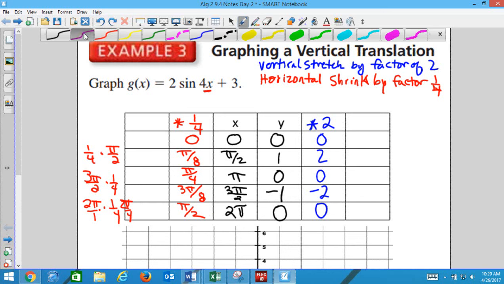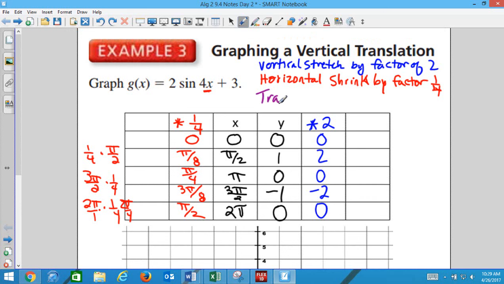And then we have this plus 3, and that's what's new from last time. So the plus 3 is not in parentheses. Because it's not in parentheses, I know it's an up or down. So that is a translation. Translate up 3 units. And we put a plus 3 for our y values.